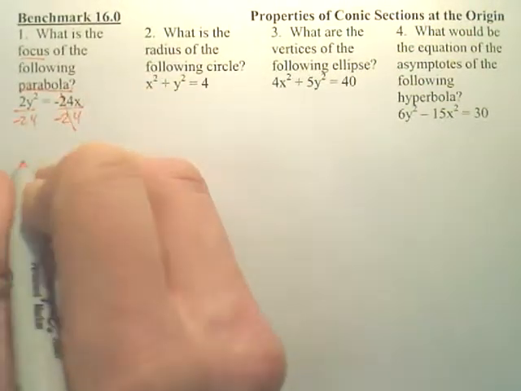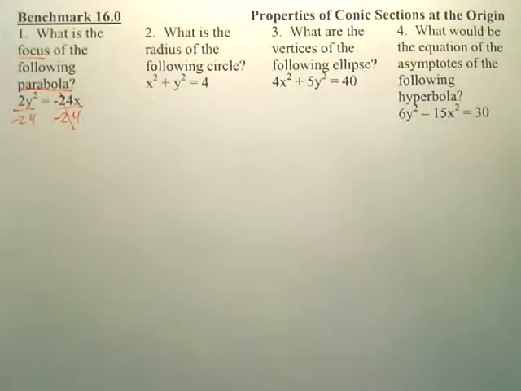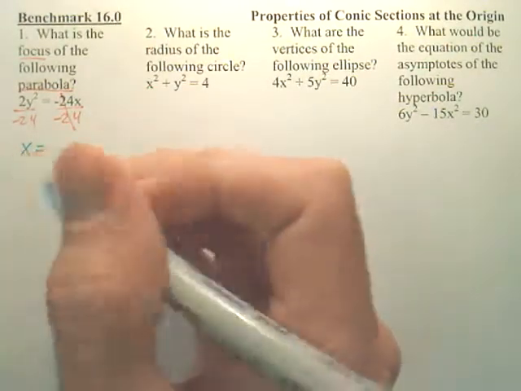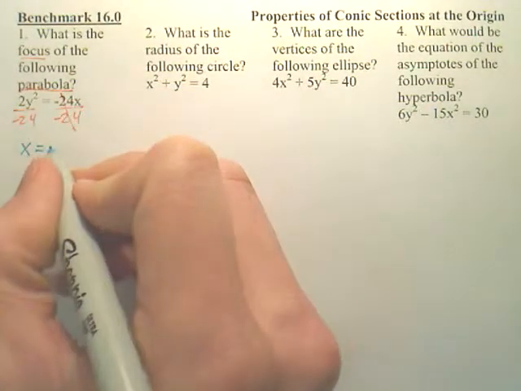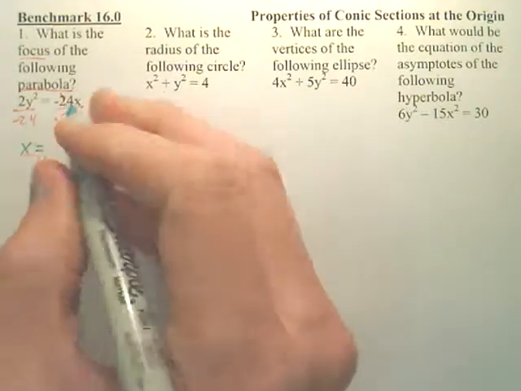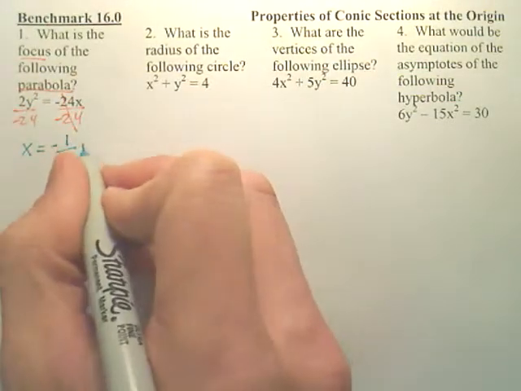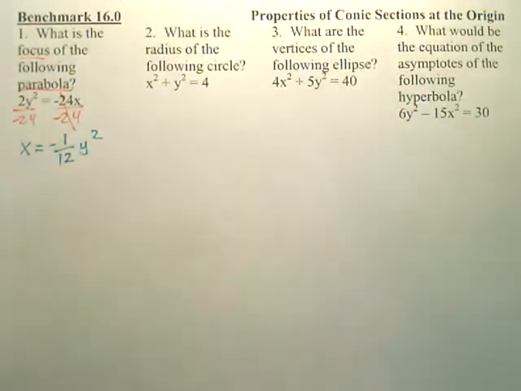When I do that, that cancels when I divide by negative 24, and I now have the x by itself, and I'll put the x on the left side, just easier to see. So x is by itself, equals 2 divided by negative 24, which looks like negative 1/12, times y squared. Now that is the standard form of a parabola. Okay, from there I want to find the focus.